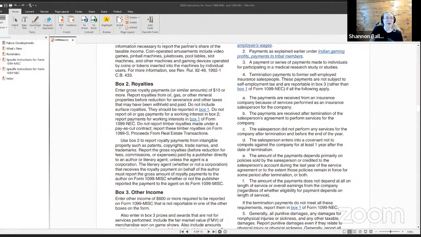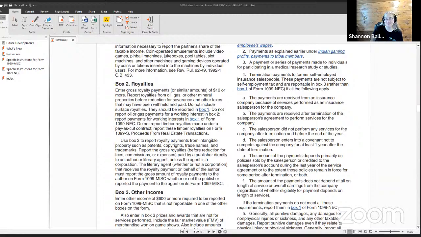You enter gross royalty amounts or similar amounts of $10 or more. Report royalties from oil, gas, or other mineral properties before reduction for severance and other taxes that may have been withheld and paid. Do not include surface royalties. They should be reported in box 1. Do not report oil or gas payments for a working interest in box 2. Report payments for working interest in box 1 of Form 1099 NEC.